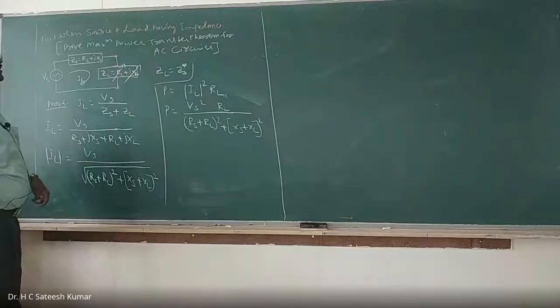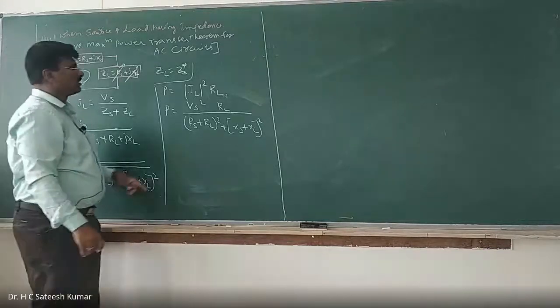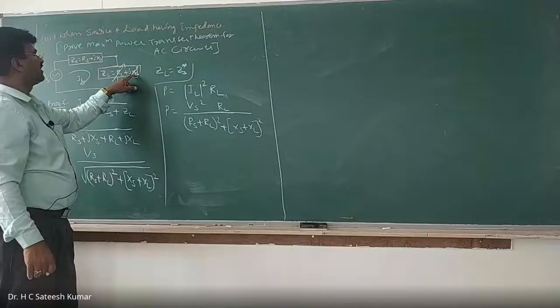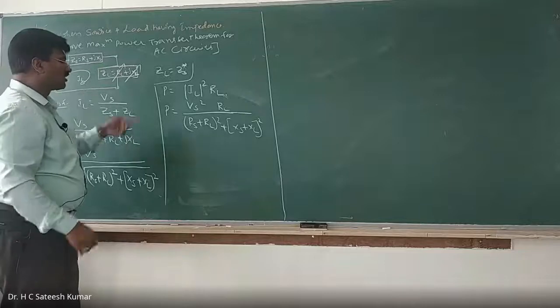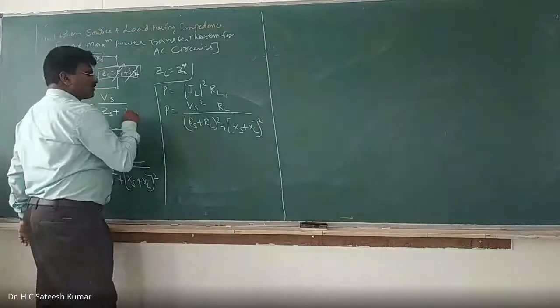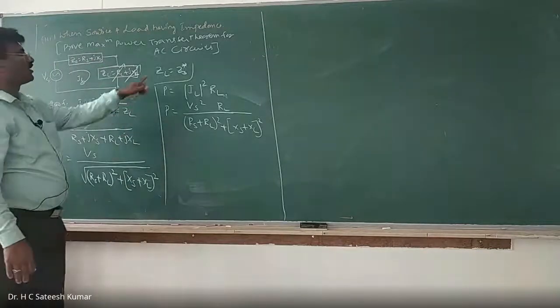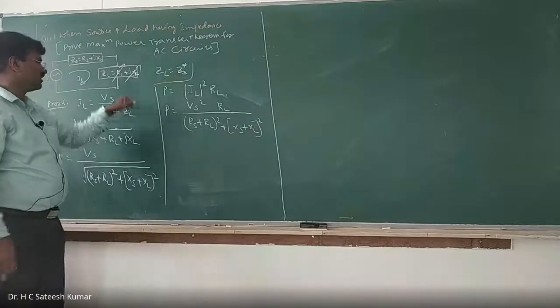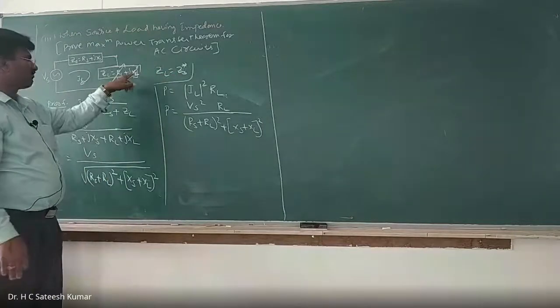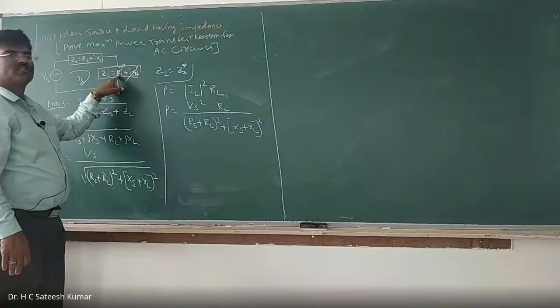XS plus XL, correct. Now, what should I do? Differentiate with respect to XL as well as RL. For maximum power to be transferred from source to the load, the load impedance should be equal to the source impedance, we said. In this, we have two variables. First, differentiate with respect to XL, and then differentiate with respect to RL.